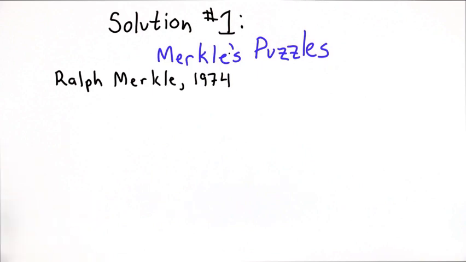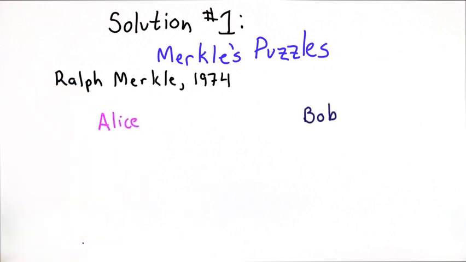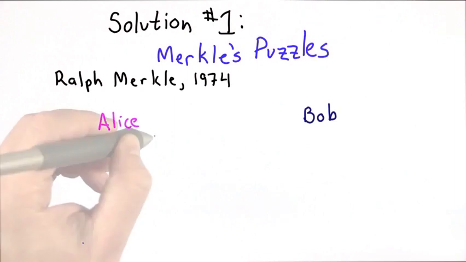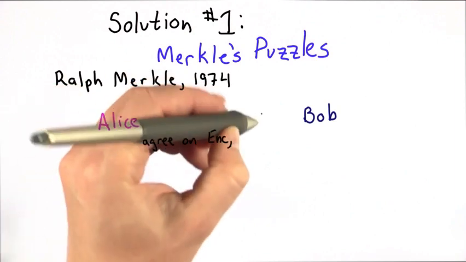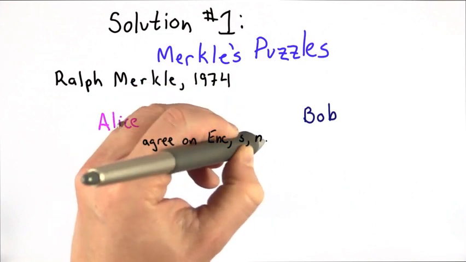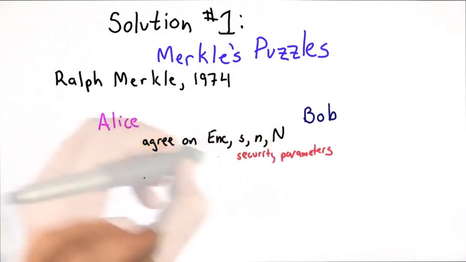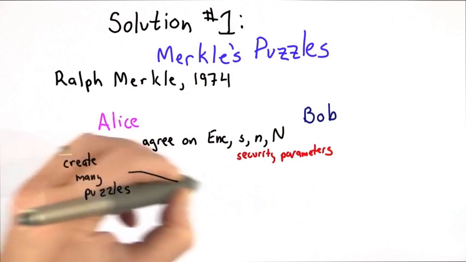So the idea behind Merkle's puzzles is that you have the two parties that want to share a key, and we'll call them Alice and Bob as usual. First, they have to agree on some parameters. They agree on an encryption function. They agree on security parameters S, N, and uppercase N. So the basic idea is Alice is going to create many puzzles, send them to Bob.